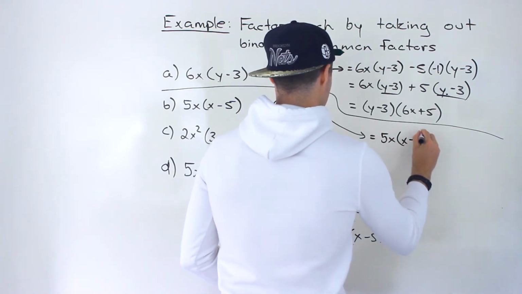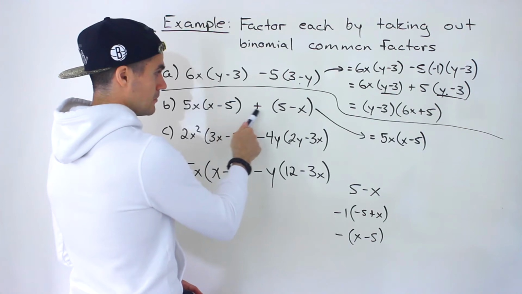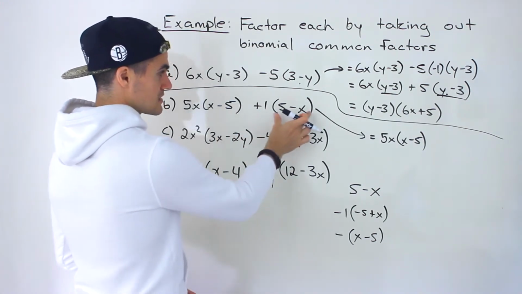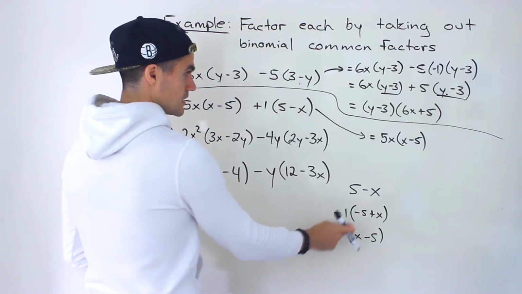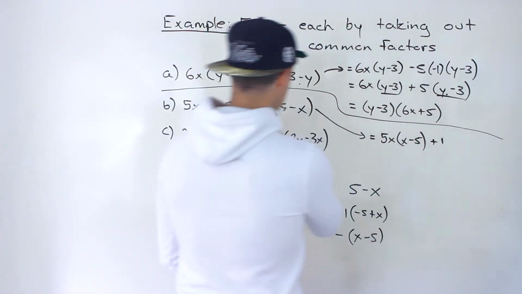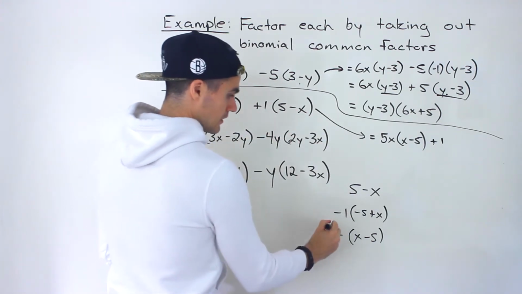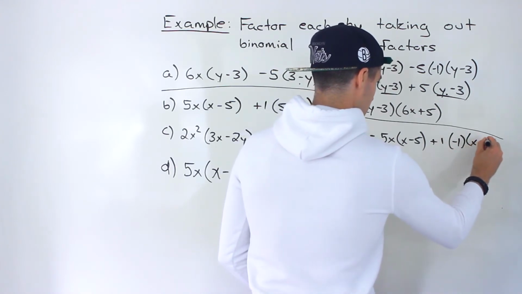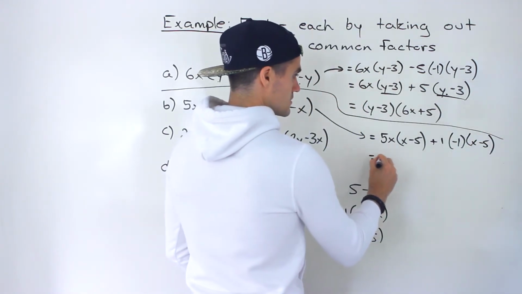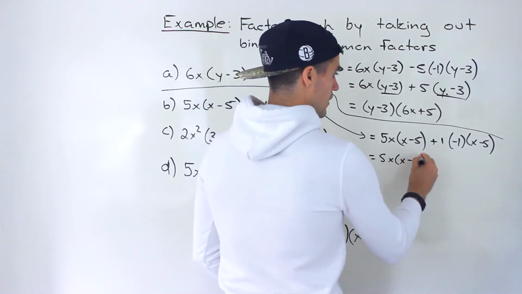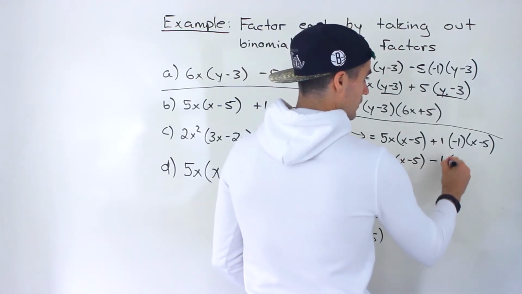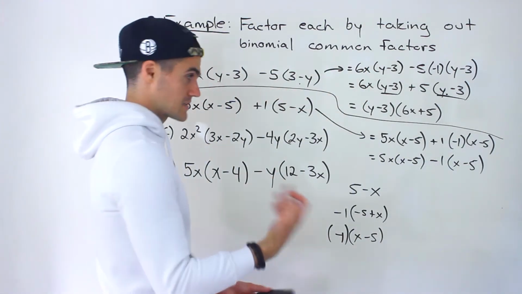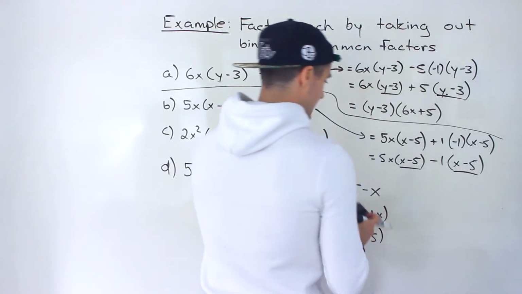So 5x, x minus 5, this stays the same, but now this 5 minus x, there's a plus 1 here by the way, this 5 minus x we're rewriting as this. So what we would have is this plus 1 here, and then those two brackets. So we'll have negative 1 and x minus 5, like that. So we'd have 5x, x minus 5, 1 times negative 1 gives us negative 1, x minus 5, like that. And now notice x minus 5 is common. We could take that out.